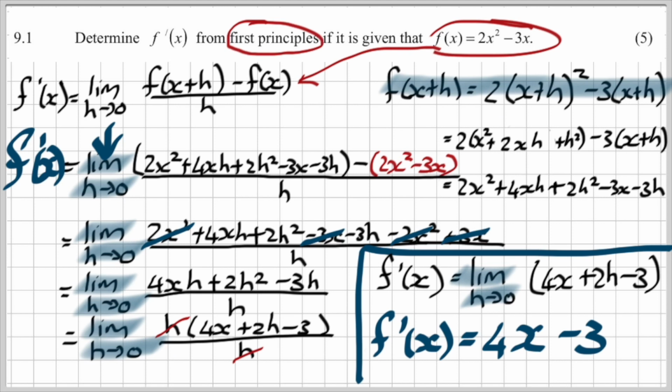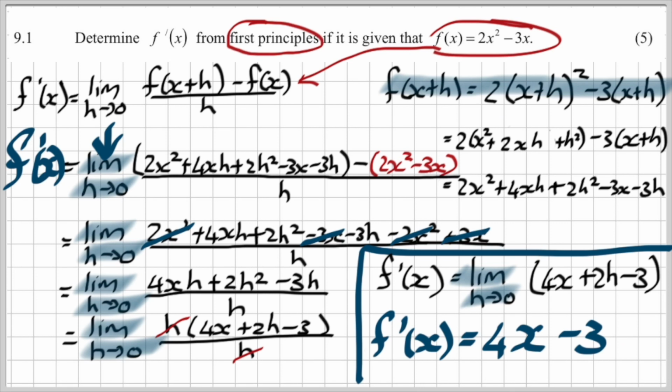Your teacher in the prelim exam can stop marking if you leave out the limit at the wrong place. So keep on writing it until you make h0. Your teacher can also stop marking if you don't write f accent x on the left.